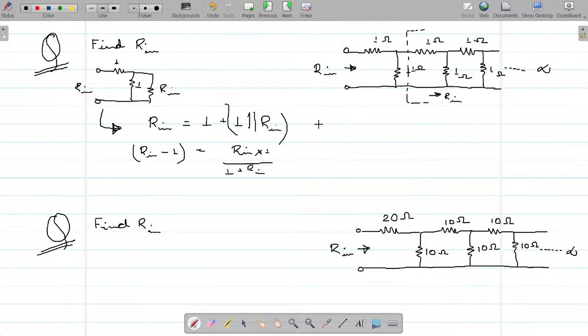How would you solve this from here? Can I write it as R input square minus 1 is equal to R input? This would make our equation R input square minus R input minus 1 is equal to 0, or if you solve this quadratic.